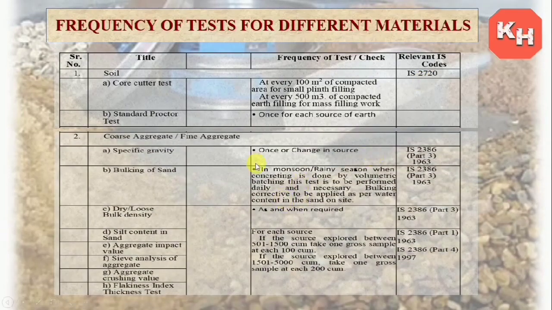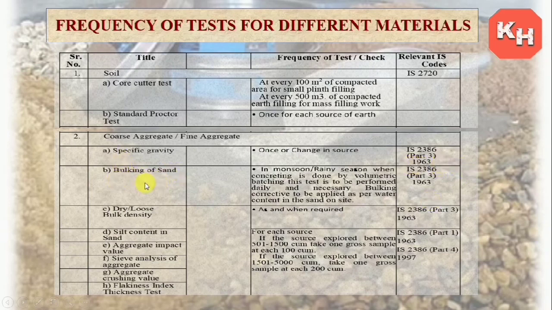Now, coarse aggregate or fine aggregates. For coarse aggregate or fine aggregates, specific gravity is to be tested whenever we change the source of material, that is, when we bring material from different sources, then we have to do that specific gravity test. This is as per IS 2386 part 3 1963.